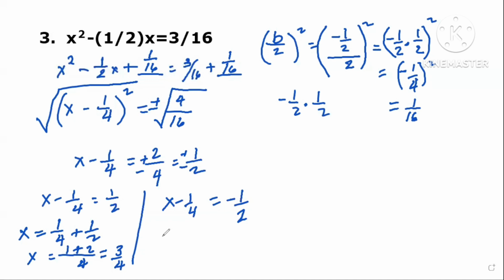And the other one is x is equal to 1/4 minus 1/2. Again, LCD is 4. Divide, multiply lang. 4 divided by 4 is 1 times 1, 1 minus 4 divided by 2 is 2 times 1 is 2. So that is equal to negative 1/4. So what are the solutions? The solutions are 3/4 and negative 1/4.